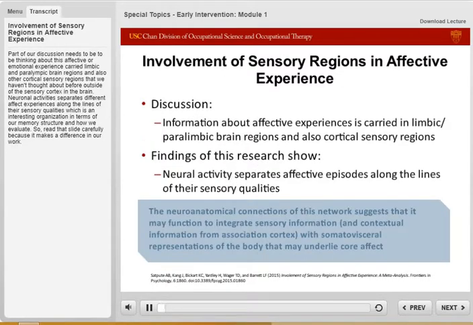So part of our discussion needs to be thinking about this affective or emotional experience carried in limbic and paralimbic brain regions, and also other cortical sensory regions that we haven't thought about before outside of the sensory cortex in the brain. And neuronal activity separates different affect experiences along the lines of their sensory qualities, which is an interesting organization in terms of our memory structure and how we evaluate. So read that slide carefully, because it makes a difference in our work.